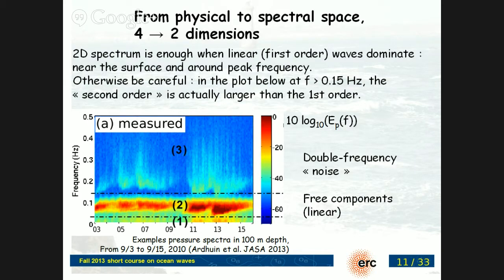So we went from 4 to 2 dimensions, thanks to rotationality and linear property of the waves. And so in most applications, it's enough to describe the sea state with this 2-dimensional spectrum only in frequency and direction, or wave number in X and Y. And this is enough to describe what you have.